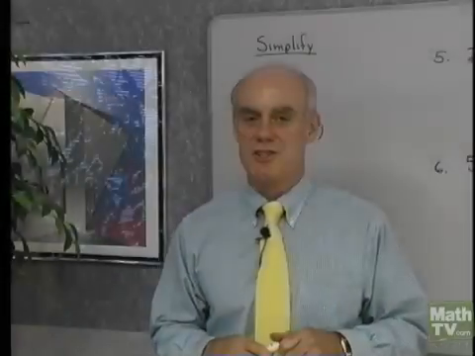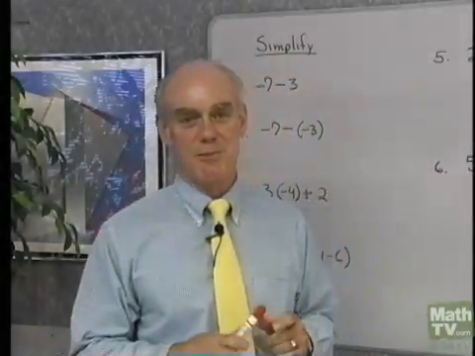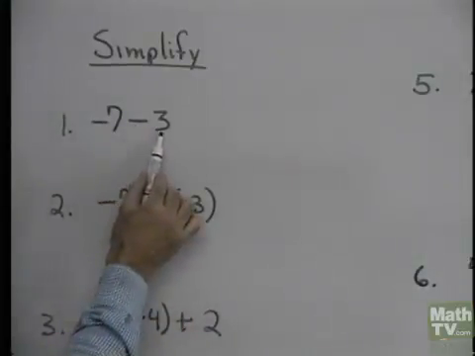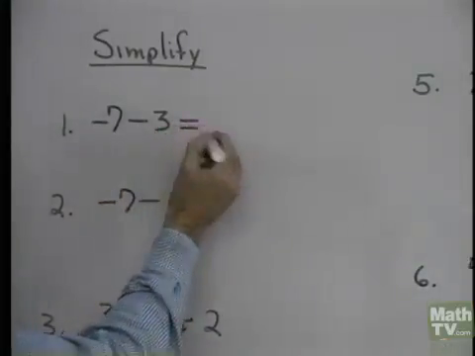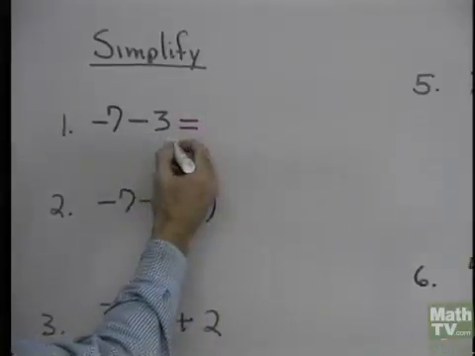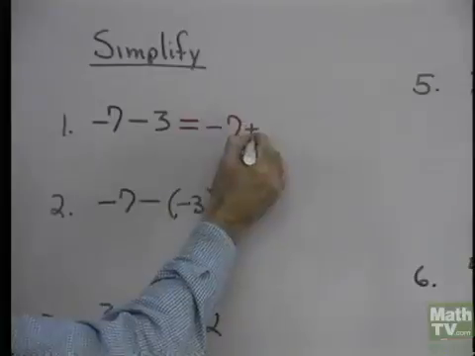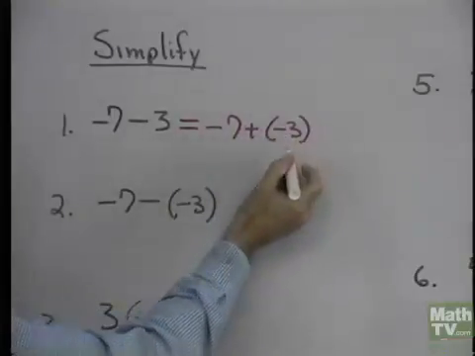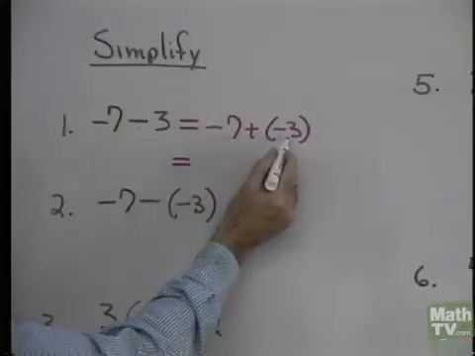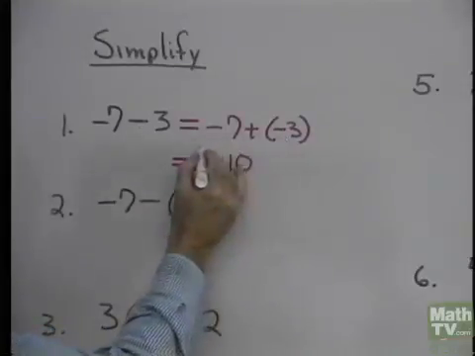What we want to do in this section is look at arithmetic with positive and negative numbers. Here's our first example. How about negative 7 subtract 3? Now, even if you don't write this in terms of addition, you want to think in terms of addition. This problem is really negative 7 plus negative 3. Subtraction is addition of the opposite. Now, negative 7 plus negative 3 is negative 10.